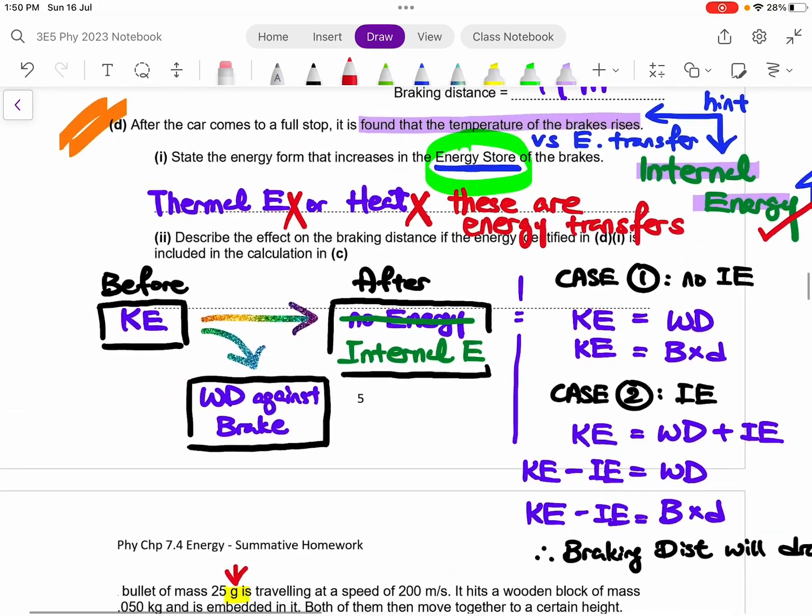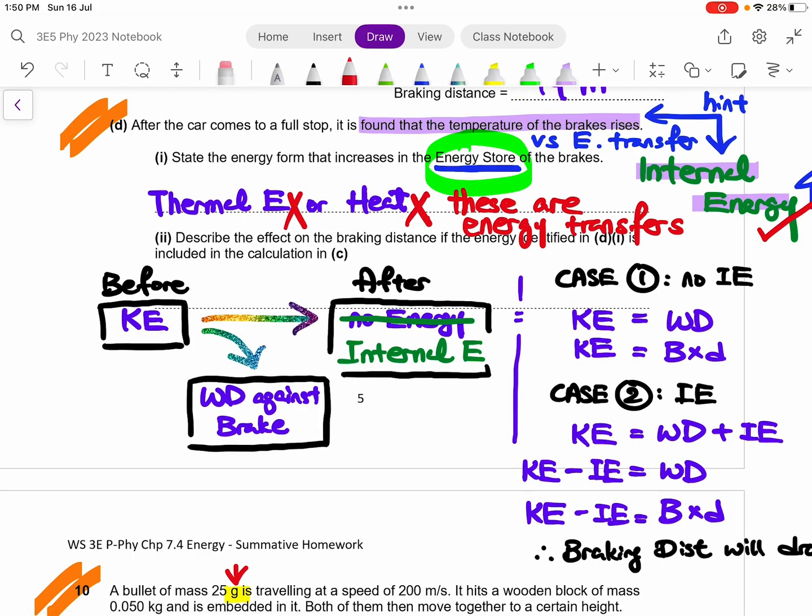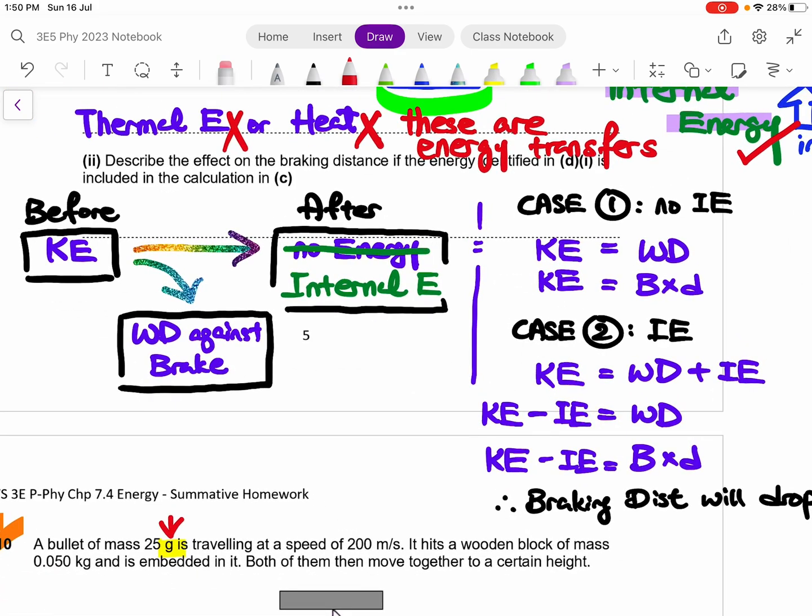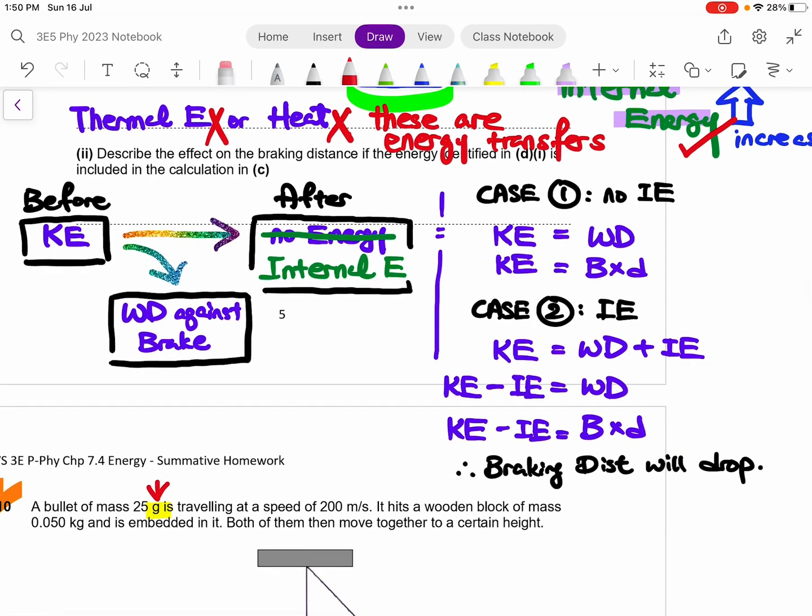Alright. Okay, for part 2, my whole class got it correct. So what I'm doing is I'm just showing you case 1 where I don't consider there's any energy loss. There's no internal energy rise. So you will see that the loss of kinetic energy must be equal to the work done on the brake, and so you have this.